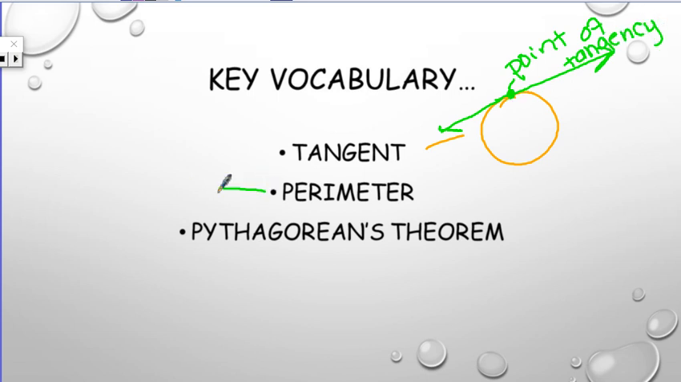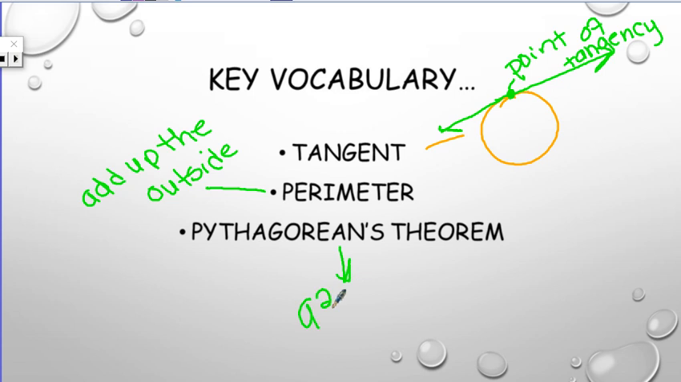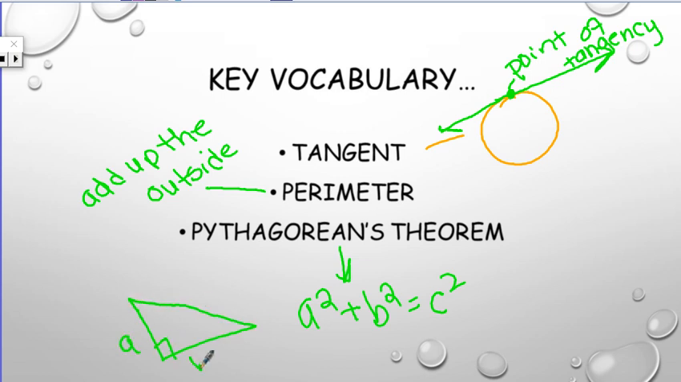We're going to talk about perimeter, which means to add up the outside, and the perimeter for a circle is the circumference. We'll talk about that in another lesson. And we're going to use Pythagorean's theorem today: a squared plus b squared equals c squared. We use this only with the right triangle, where a and b are the legs and c is the part across from the right angle. So that's a quick review on vocab.